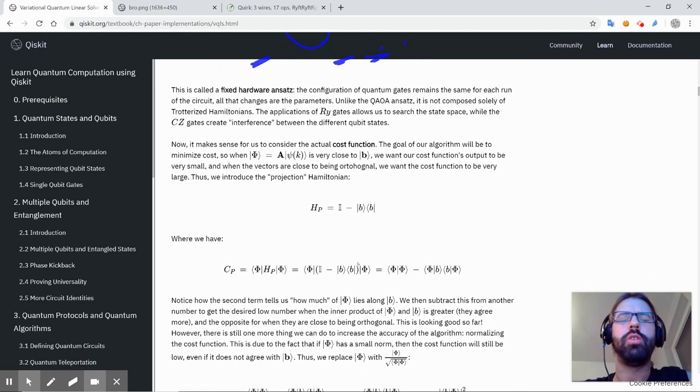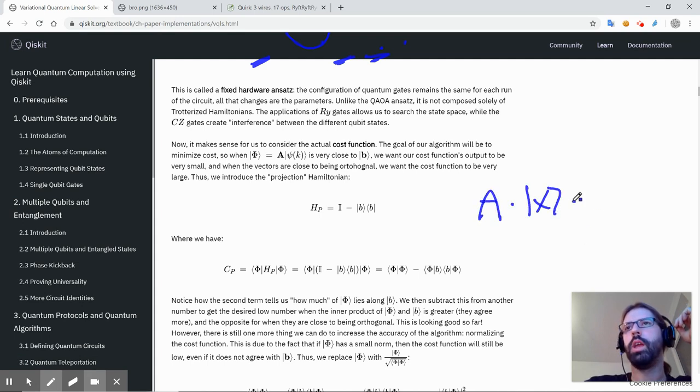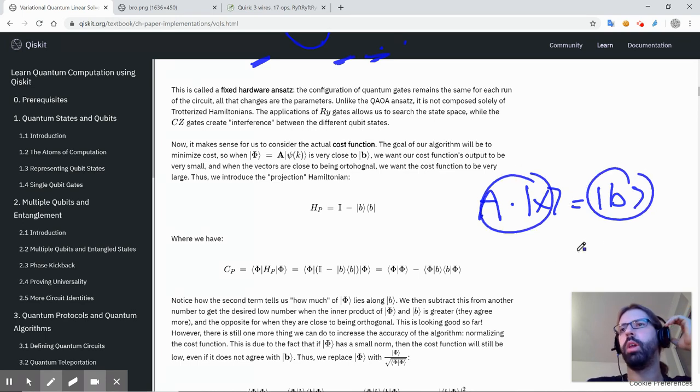Okay, so now I build a cost function. What is it supposed to do? You've got a system of equations. What do you want to minimize? I guess you want to minimize the difference to the actual solution. If the whole thing is A times your state, and that's supposed to equal B, you probably want to minimize the difference between these two parts of the equality. But I have no idea how you do that.